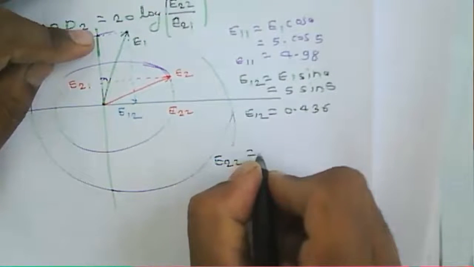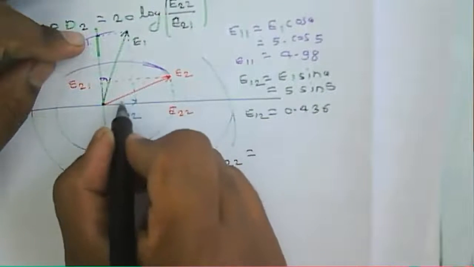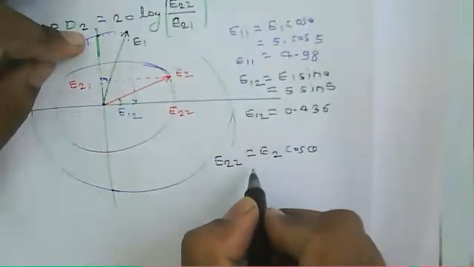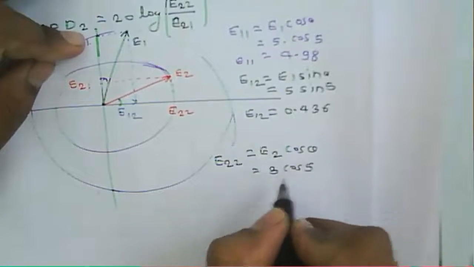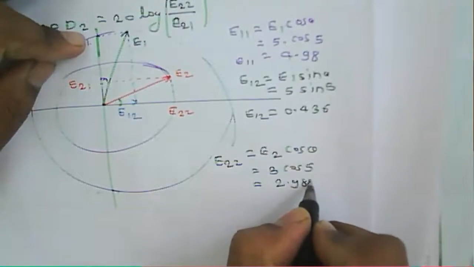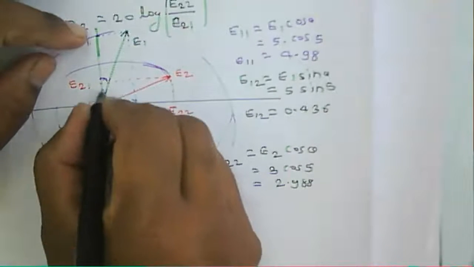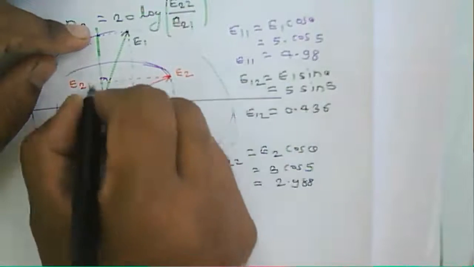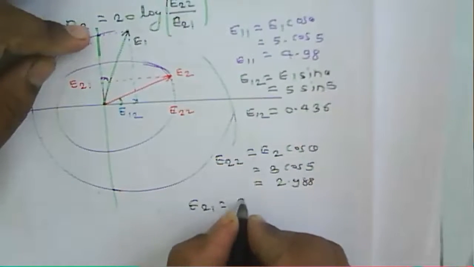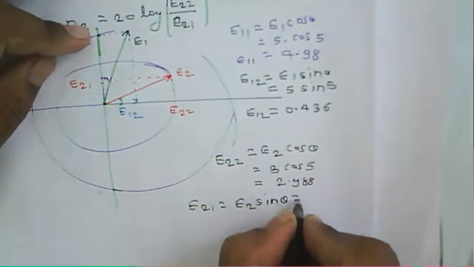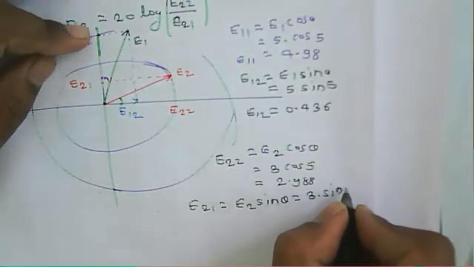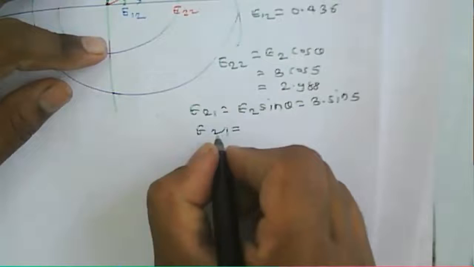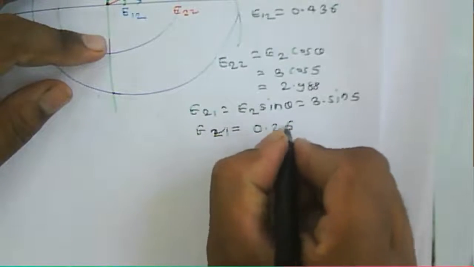So E22 is equal to what? This is theta here. So E2 cos of theta, it is 3 cos of 5, equal to 2.988. Then E21, that is opposite, so it is nothing but E2 sine of theta, which is 3 into sine of 5. So it will give us E21 equal to 0.262.